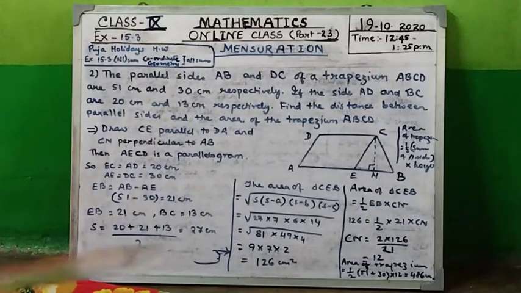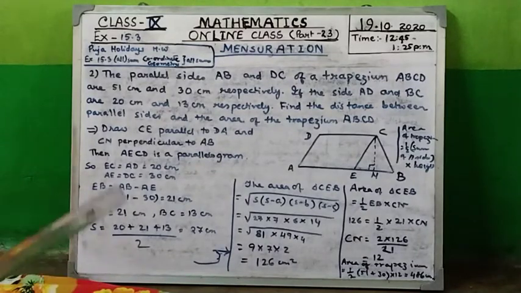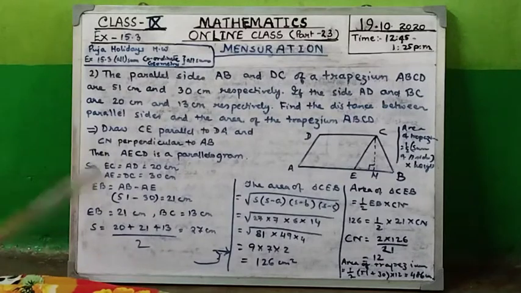Area of trapezium. What is the area of a trapezium? It is equal to half the sum of parallel sides into height. The sum of parallel sides is equal to 51 plus 30, that is equal to 81. Into height, which is 12. Just now we got height is equal to 12. That means half into 81 into 12, that is 486 square centimeter.